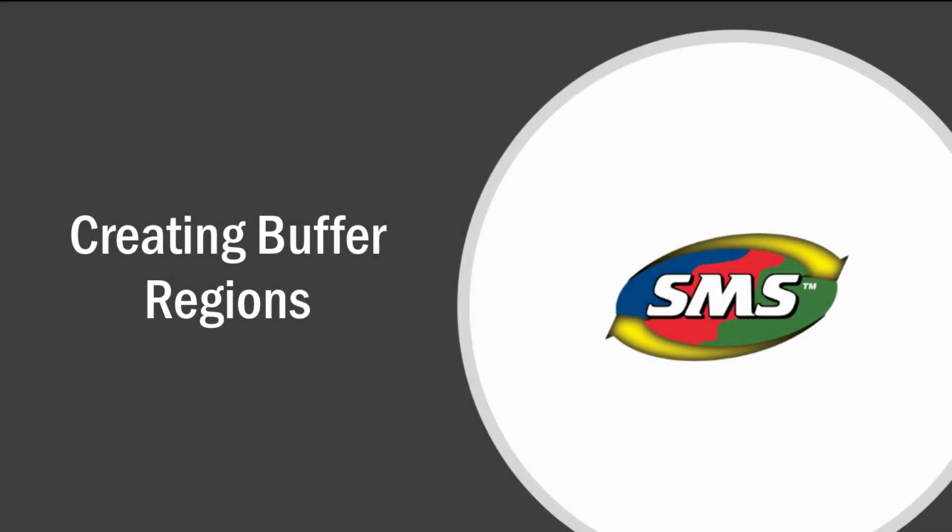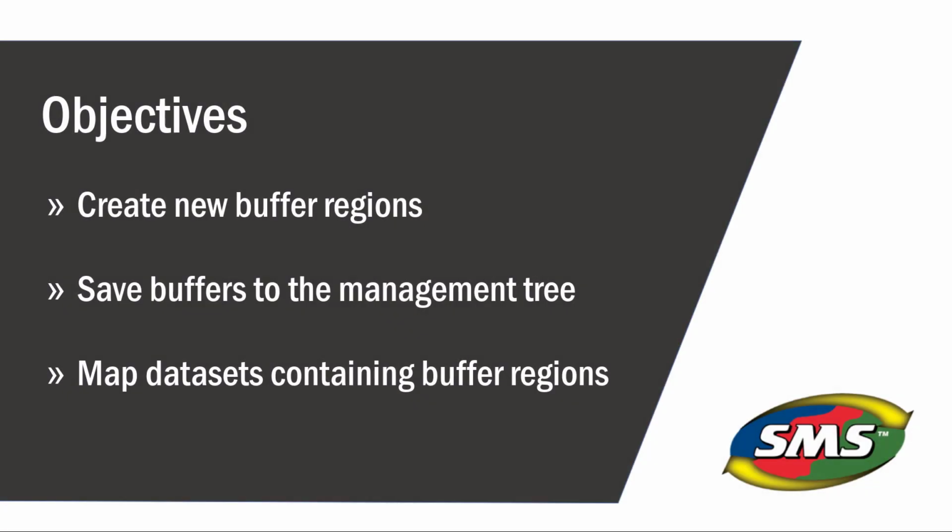The SMS Advanced Software includes a tool that allows you to add buffer regions to any point, line, or polygon data in the management tree. You can create both inner and outer buffer regions around a selected object. Once created, these buffer regions are available to be included in maps, queries, and analysis functions. In this tutorial, you will learn how to create, save, and map buffer regions.